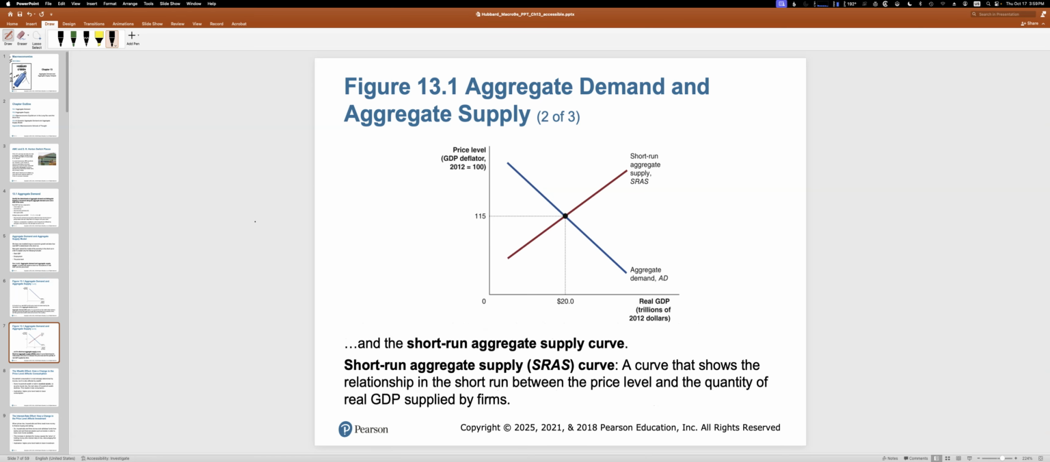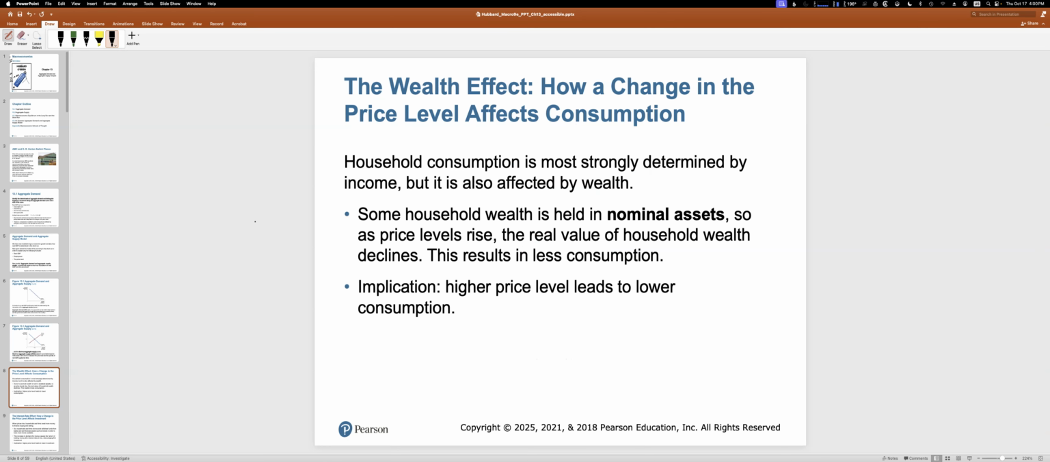We're combining with that a supply curve. Now this is another kind of Keynesian innovation here. And this is called the short run aggregate supply. At least in the short run, what we see is that there's a positive relationship between the price level and the supply of real GDP, the production by firms. We're going to see that there's a different shape of the aggregate supply curve in the long run, and we'll see that here shortly.